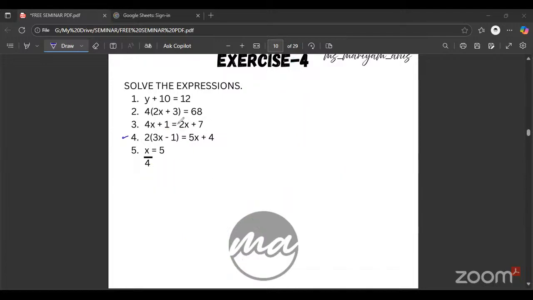So it will be 2 into 3x, which is 6x, minus 2 is equals to 5x plus 4. Okay. Your answer is x is equals to 6. So 6x minus 5x is equals to 4 plus 2. So your x is equals to 6.